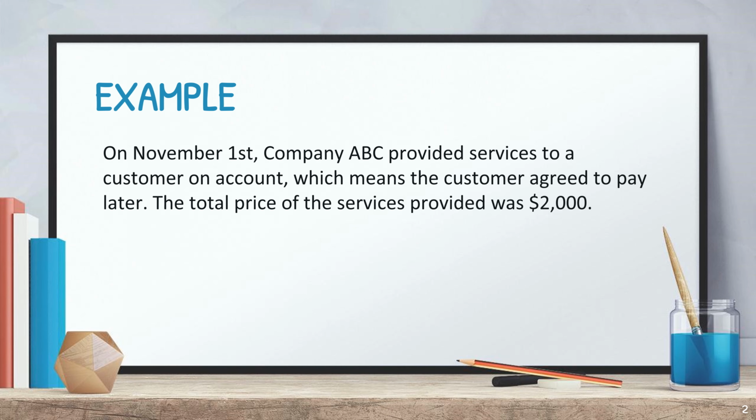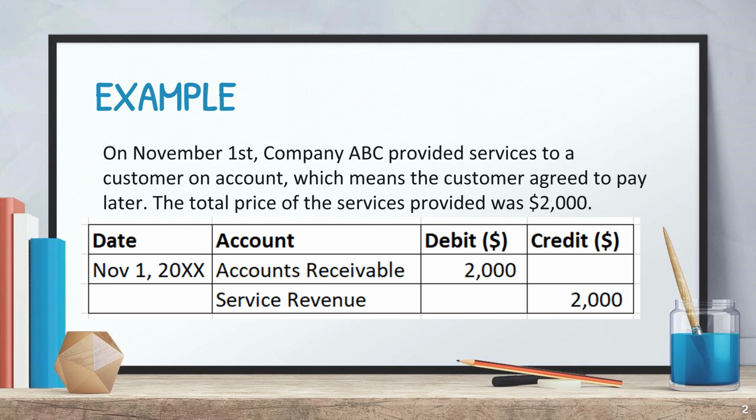Let's get started. On November 1st, Company ABC provided services to a customer on account, which means the customer agreed to pay later. The total price of the services provided was $2,000. Let's record the journal entry for this transaction.